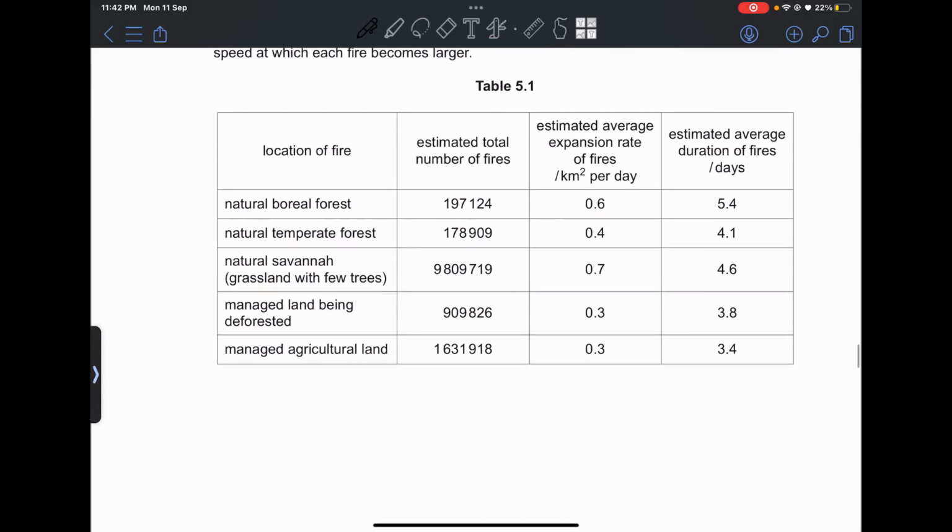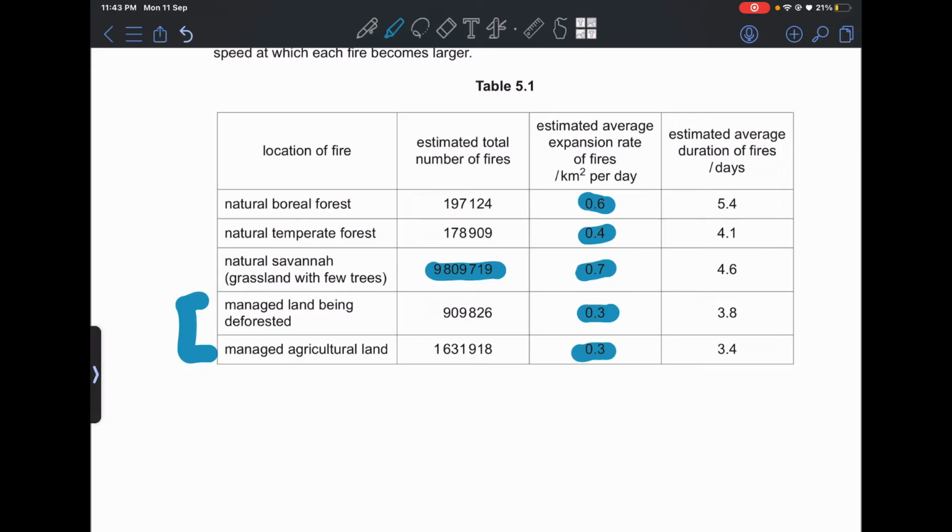We can also see that the natural savanna takes up a large number of fires. It has a much larger total number of fires, more than both of the managed land. It has a total that is higher than both of these managed land. So we can also mention that point. You can also say that the fires that are being managed have a smaller average expansion rate. Over here we can see that the natural fires expand at 0.6, 0.4, 0.7, but the managed land has lower expansion rates. It's 0.3, and they also have a lower duration of fires.